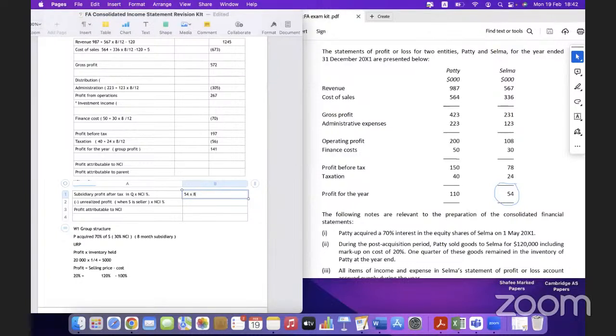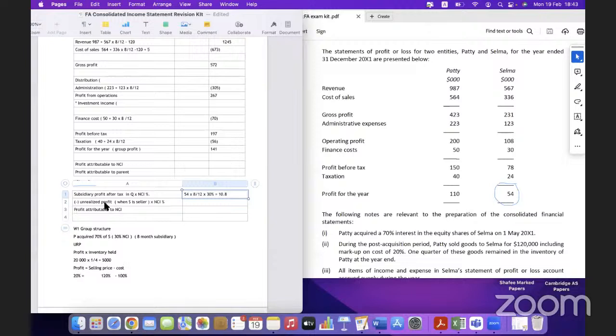So multiply this by 8 over 12 because, guys, understand 54 is the profit for the year. We haven't owned it for 1 year. We have only owned it for 8 months. So therefore, you have to multiply that by 8 over 12. Now, guys, don't forget, what are we calculating? We are calculating NCI profit. So therefore, you put the NCI percentage, which is, guys, 30%. Right. Now, guys, can you get that answer then? 54 into 8 over 12 into 30%. Answer, guys, will be 10.8.